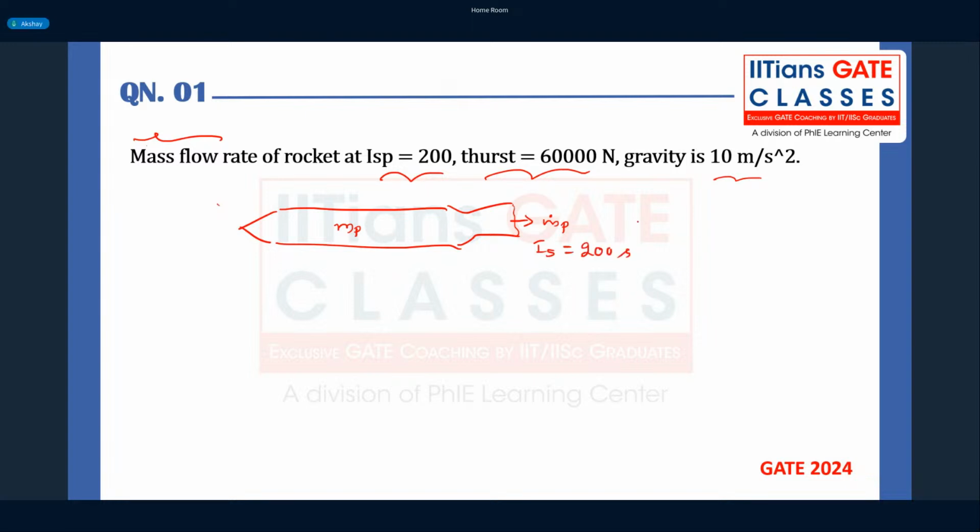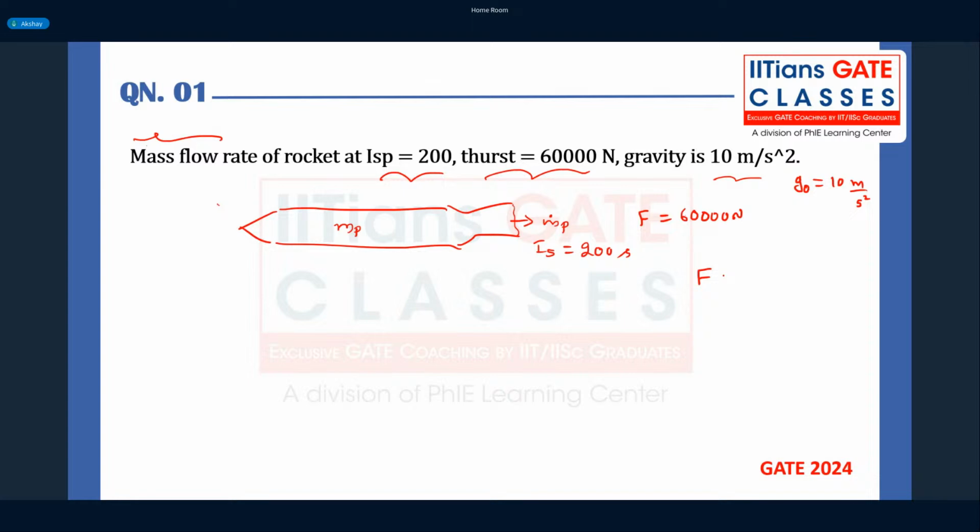Okay, so now which is producing a thrust of 60,000 Newton, and they are giving you the gravitational constant to be 10 meter per second square, right? So now they are asking you to calculate the mass flow rate. How can we calculate now?